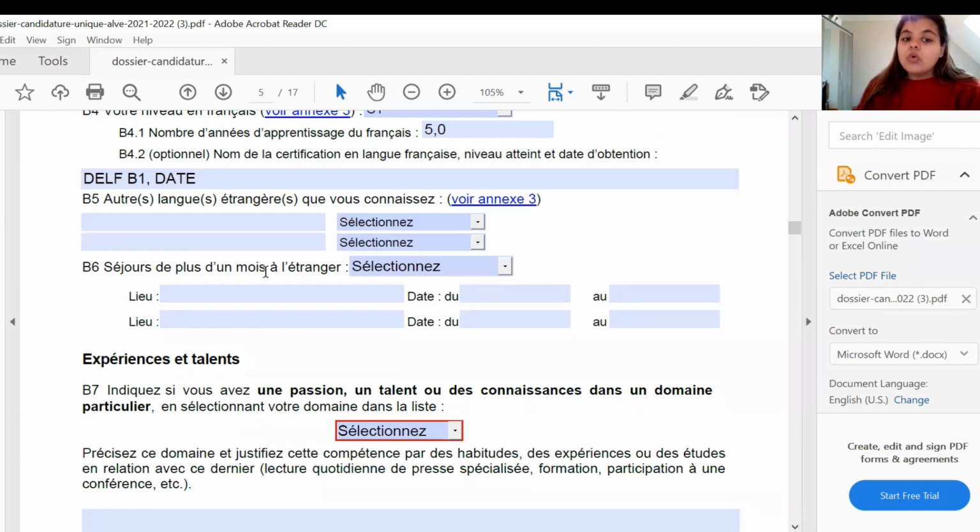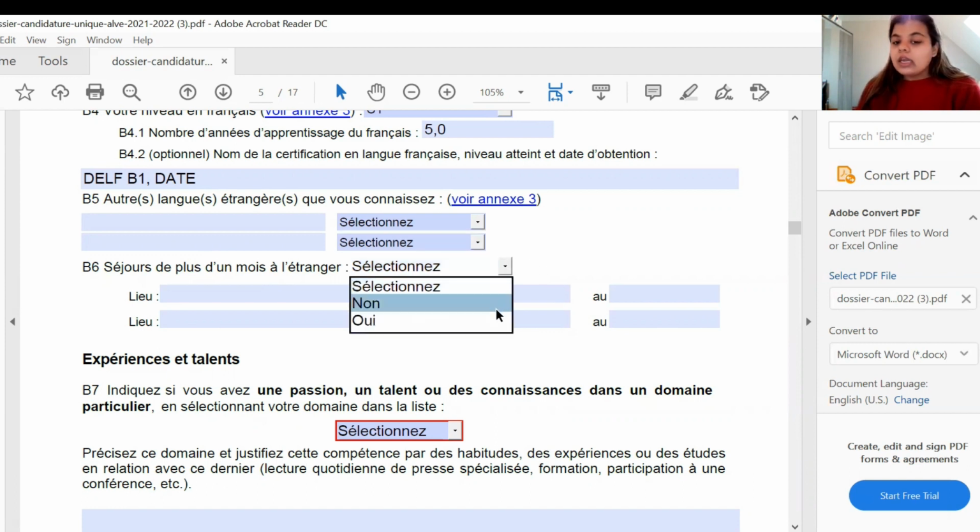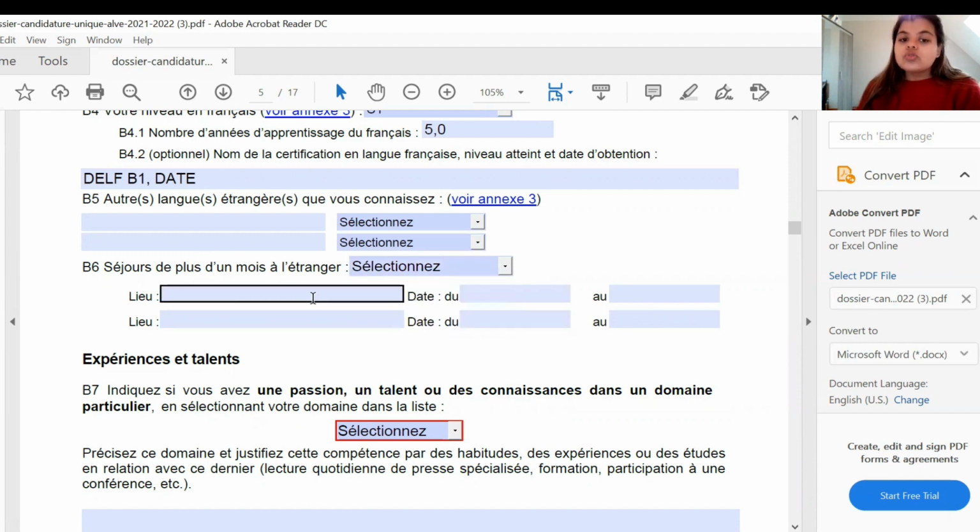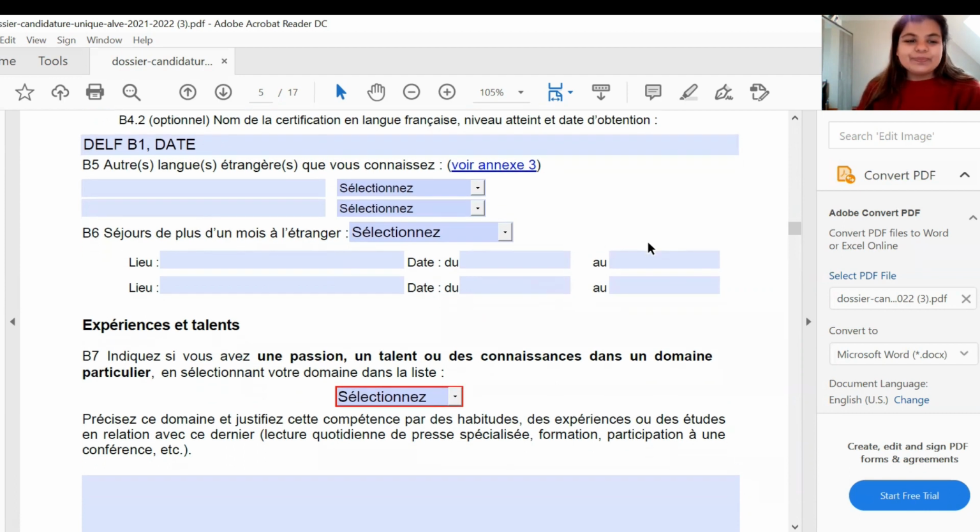If you have done more than 1 month of stay abroad, then you fill this area. Over here, you write yes or no, and then you choose the date, the place where you have been living for more than 1 month. Then you write your time period. As simple as that. I haven't lived outside, so I'm not writing it.